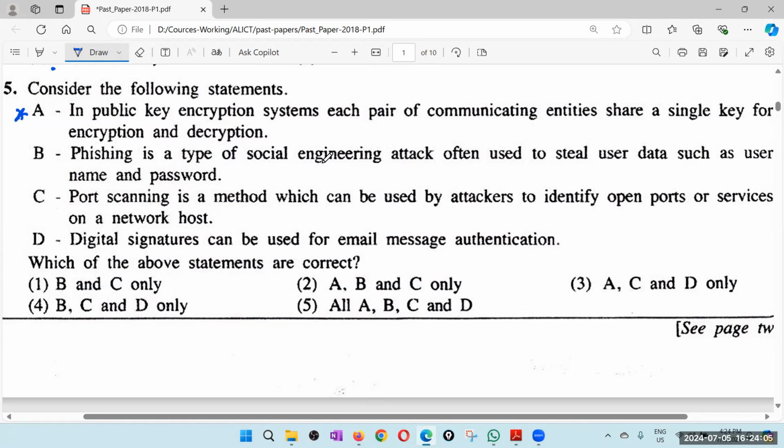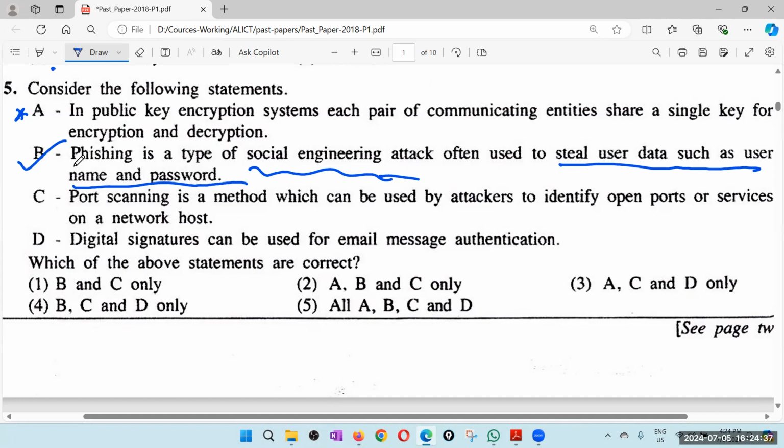So phishing is a type of social engineering. Yes, that is called social engineering: manipulating foolish people, or people with a lack of IT knowledge or common sense. A social engineering attack is often used to steal user data, such as username and password. Yes, username, password, credit card numbers. So I'll go for yes.